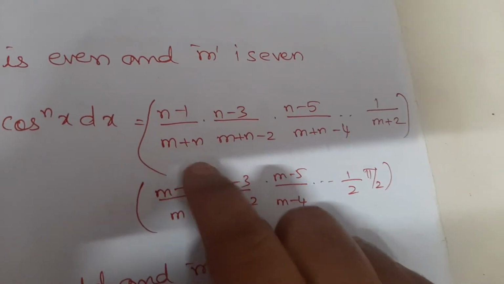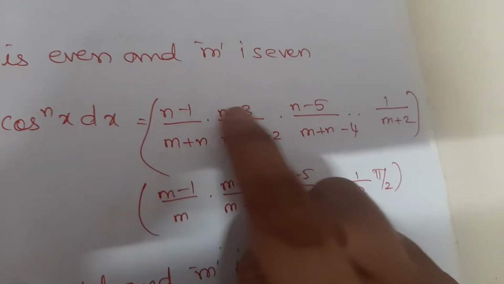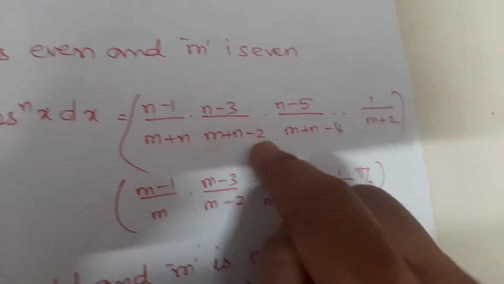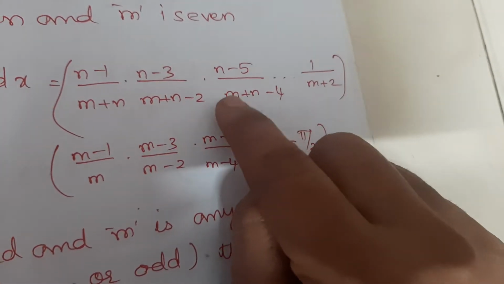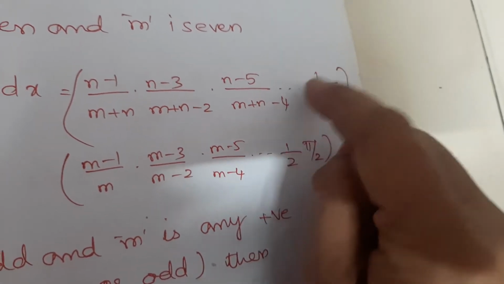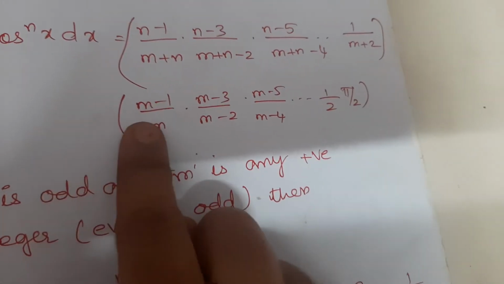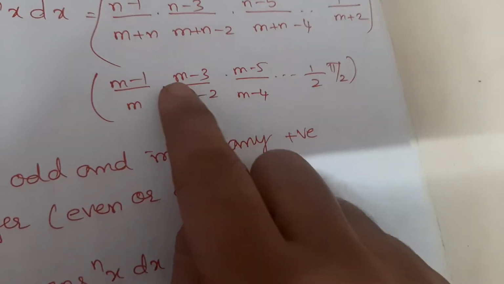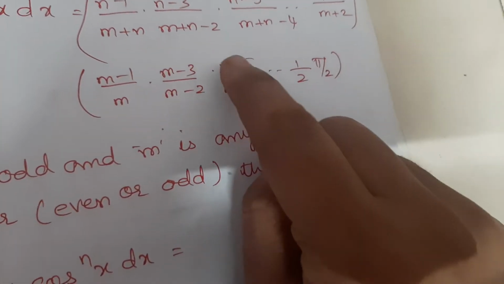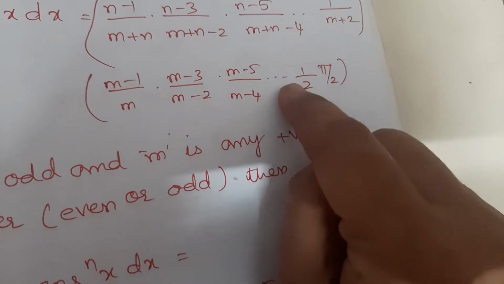Then if n is even and m is even, so both n and m are even, then we have to use the reduction formula as (n minus 1) by (m plus n), (n minus 3) by (m plus n minus 2), (n minus 5) by (m plus n minus 4). The last term will be 1 by (m minus 2). Then (m minus 1) by m, (m minus 3) by (m minus 2), (m minus 5) by (m minus 4), then 1 by 2 into pi by 2.